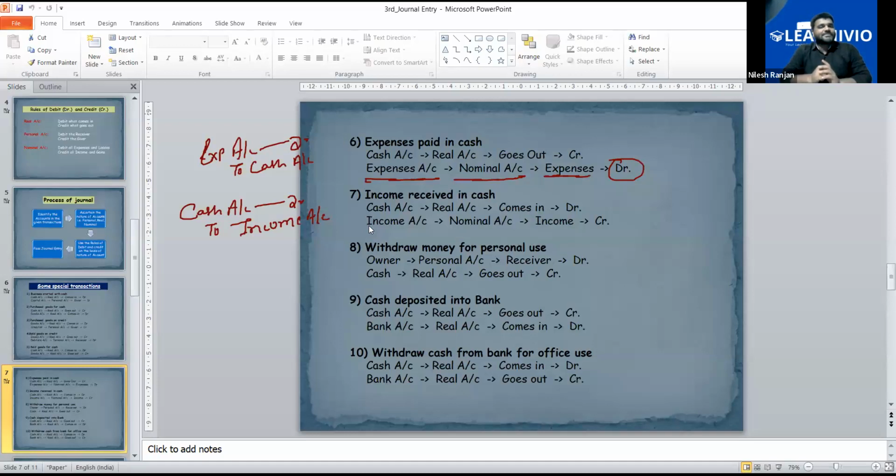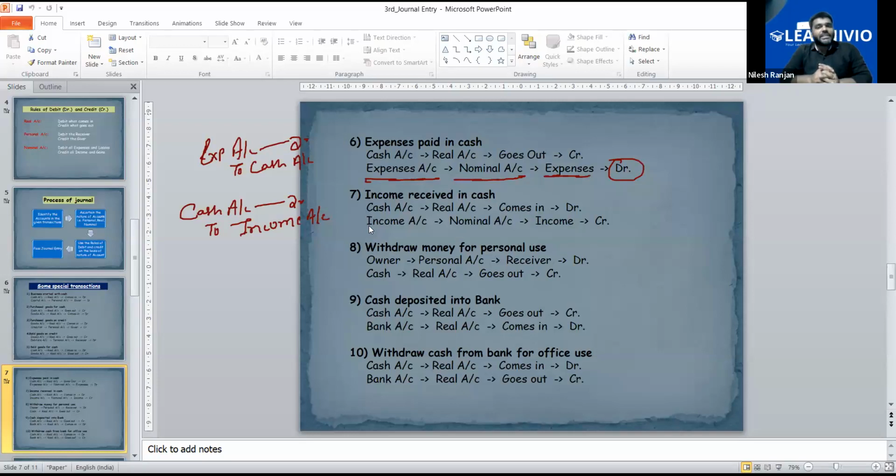So yeah, what did you tell about the income received in cash? It will be cash account debtor to income account, right? Yes. Any confusion? No, no, no. I was just like I didn't hear properly.